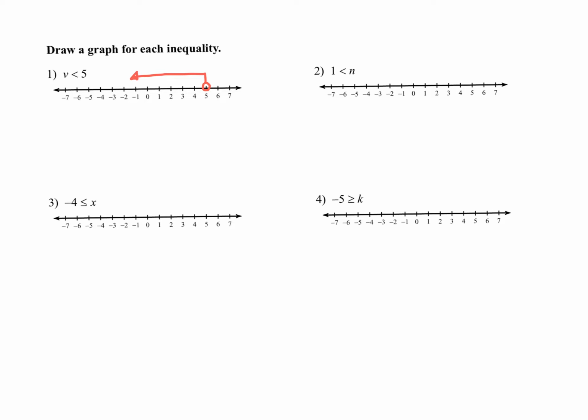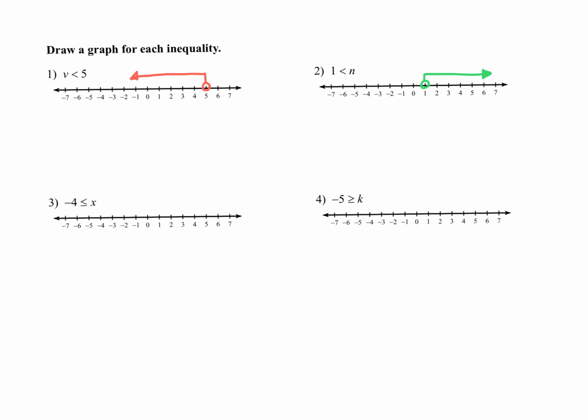This next one says 1 is smaller than n. So again, it's just a smaller than, not an or equal to, so I'm going to use another open circle. So I'm going to find 1 and draw a circle around it. And now, notice over here the variable's on the left, my variable's on the right now. Notice this n is the larger one of the two. So this number n, whatever it may be, has to be bigger than 1. So think about numbers that are bigger than 1. That would be 2, 3, 4, 5, 6, this way. So then I'm going to draw in that direction.